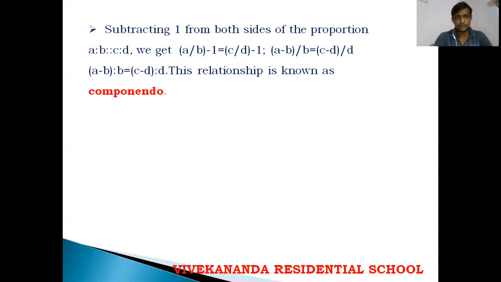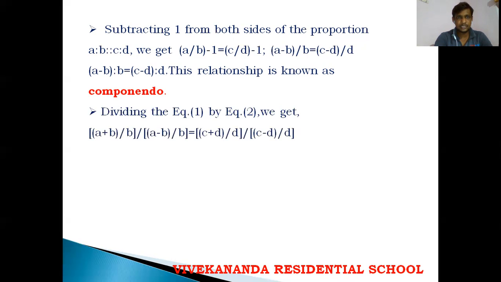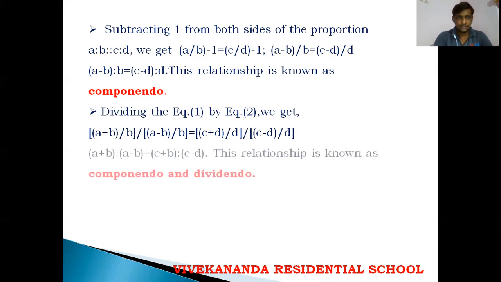Dividing equation 1 by equation 2, we get A plus B by B divided by A minus B by B is equal to C plus D by D divided by C minus D by D. Now that's equal to A plus B is to A minus B is equal to C plus D is to C minus D. This relationship is known as componendo dividendo.